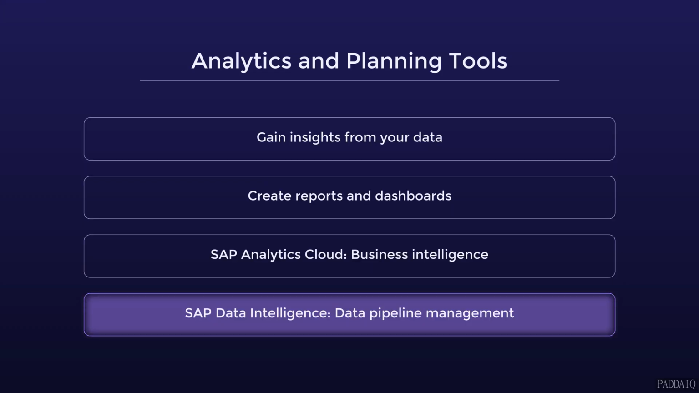SAP Data Intelligence, Data Pipeline Management. This means creating automated workflows that move and transform data between different systems. For example, connecting sales data from your CRM to your analytics dashboard to automatically update reports. This ensures your data flows reliably and is ready for analysis when you need it.